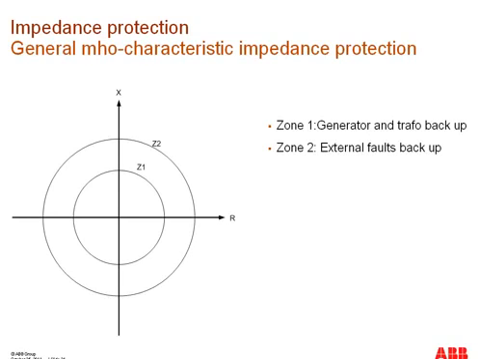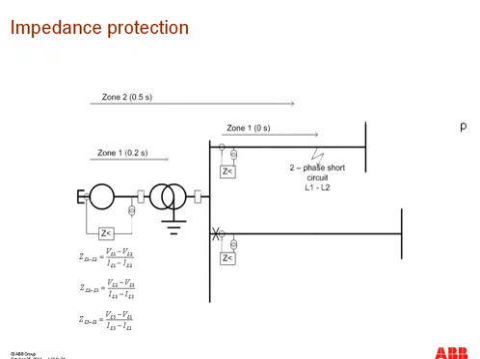Normally, two zones are employed. Zone 1 covers the generator and transformer, whereas Zone 2 actually acts as a backup for the external faults. Zone 1 will have a very short delay with the task to give backup protection for generator or unit transformer internal short circuit. And Zone 2 will have a longer delay time and will act as a backup protection for the external faults.